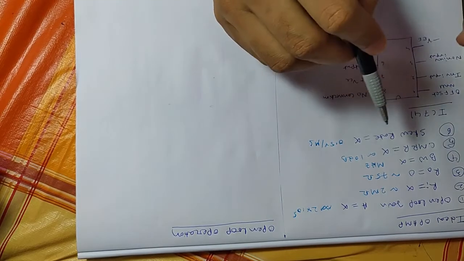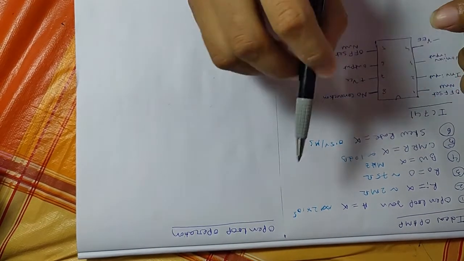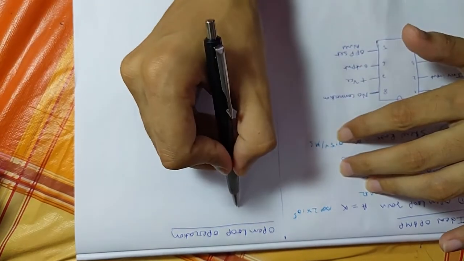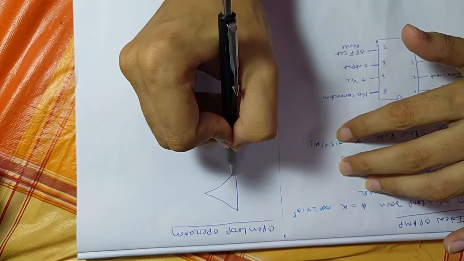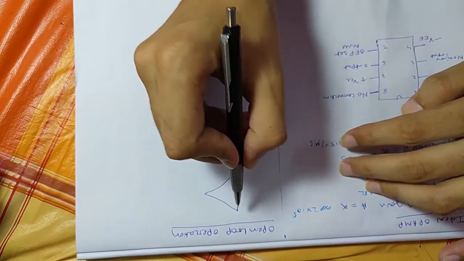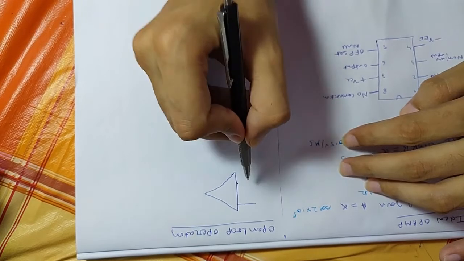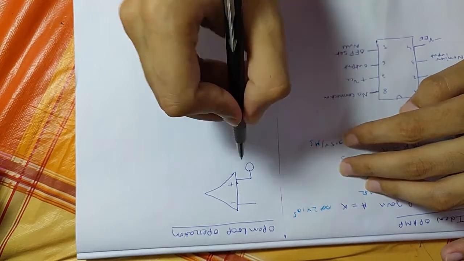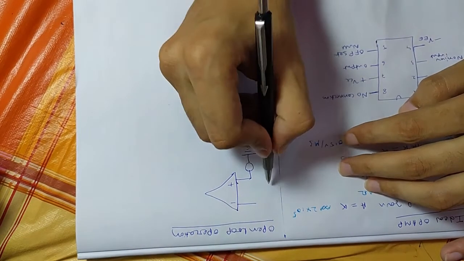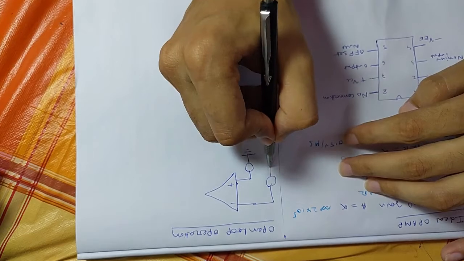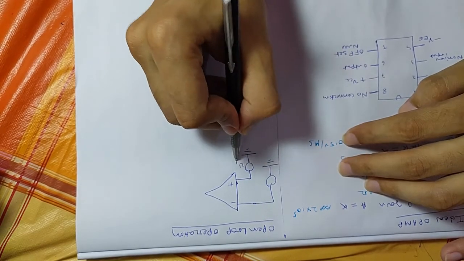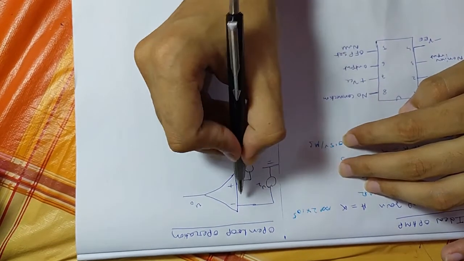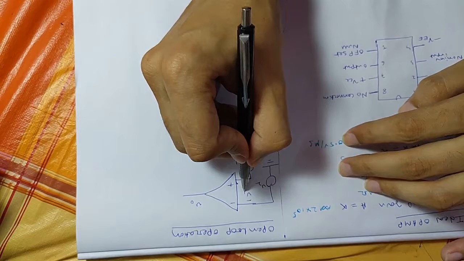Now we'll use the op-amp in real circuits. First we'll use an open loop operation. In open loop operation you have an op-amp with two inputs, V1 and V2, and your output is V0. The difference of these inputs is Vd.